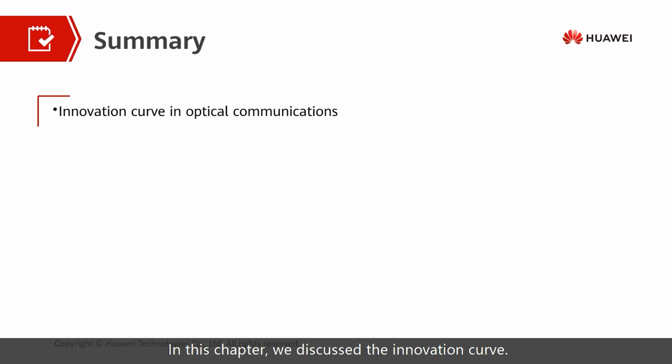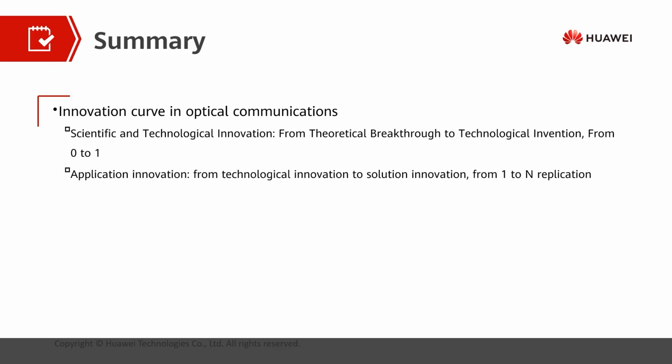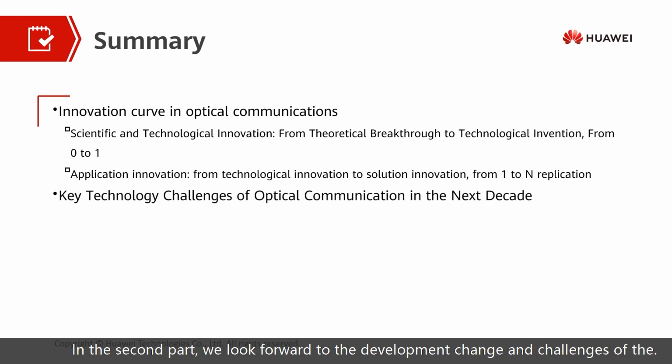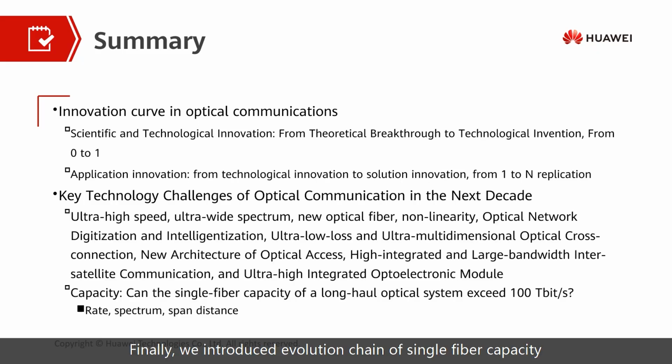Lastly, let's have a brief summary. In this chapter, we discussed the innovation curve in the optical communication field, some basic theoretical research and innovation in the optical communication field, and the corresponding application innovations, such as 120 wavelengths and 200 gig. In the second part, we look forward to the development trends and challenges of the optical communication in the next decade. Finally, we introduce the evolution chain of single fiber capacity in long-haul optical systems from 3 aspects: the rate, spectrum, and span distance.